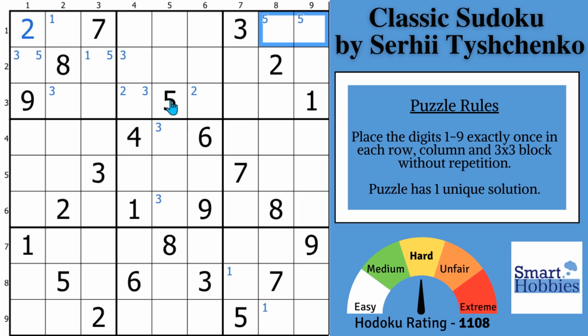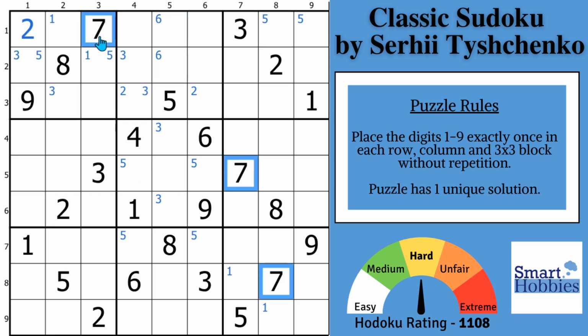And then this 5 coming down restricts the 5's to these 2 places in block 5. And so that makes it another pointing pair. And then with this 5 and these 5's, 2 places for a 5 in block 8. Move on to the 6's. These 2 6's, 2 places for a 6 in block 2. Nothing else with the 6's.